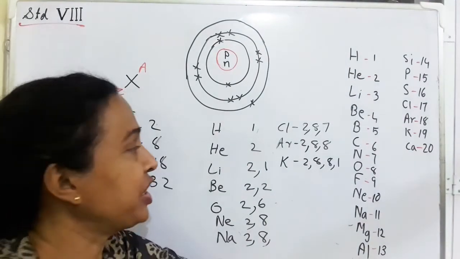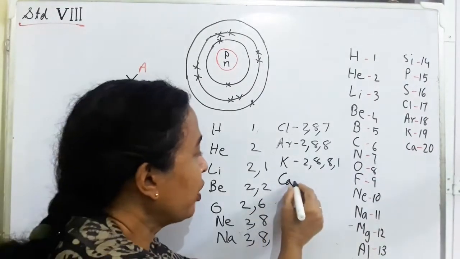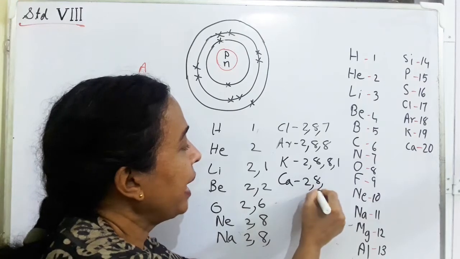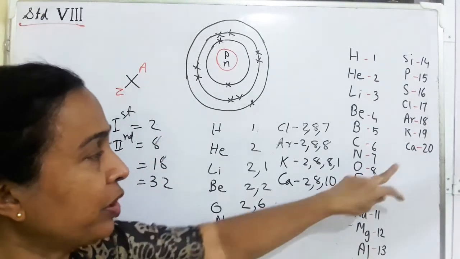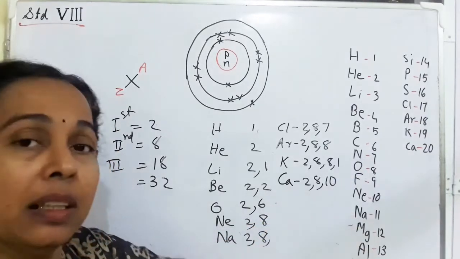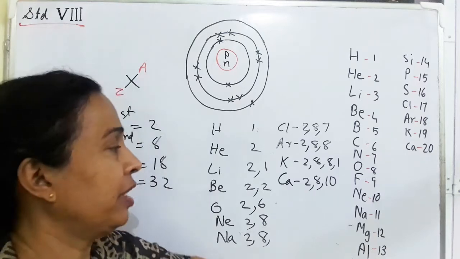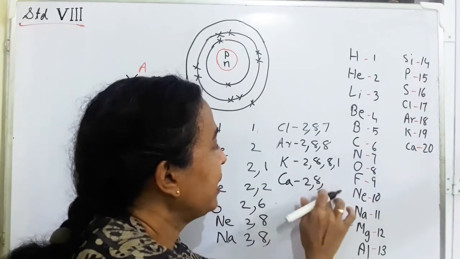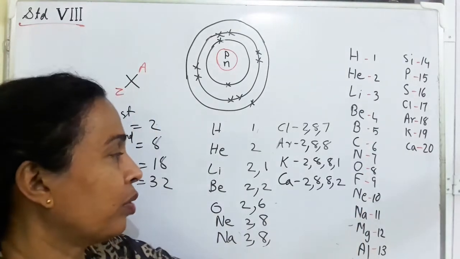Next, let us see calcium. Calcium, its atomic number is 20. So the electronic configuration is 2, 8, 10. This is wrong again. Total number of electrons is 20, 2 plus 8 plus 10. It is 20, but the outermost shell should not have more than 8 electrons. So again we will rewrite it as 2, 8, 8, 2. Now it is according to the octet rule.